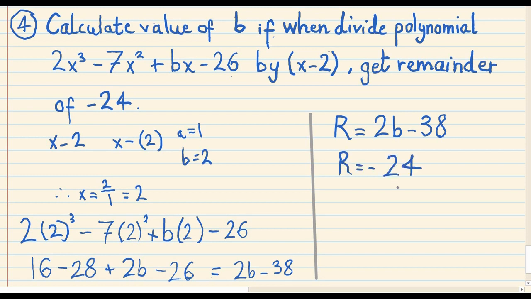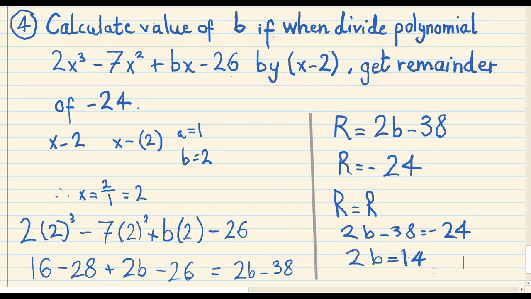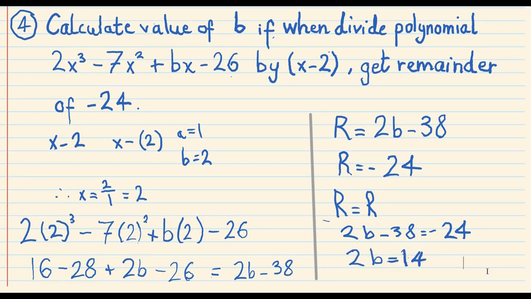Then the question also told us that the remainder is negative 24. To solve for b, all we need to do is equate the two terms. So r equals r, meaning 2b minus 38 equals negative 24. And finally, that gives us b equals 7.